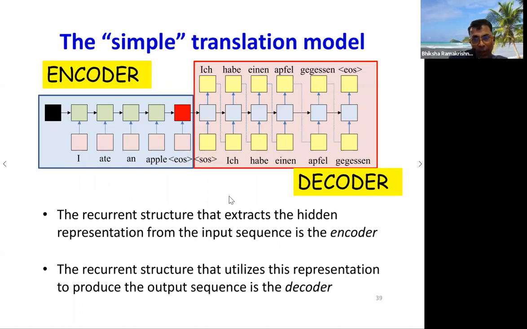Now, there are two parts to the model here that do different things. The first part reads the entire input and encodes it into this hidden representation. So we will call this first part the encoder. The second part reads this hidden representation and uses it to unravel the output. So in other words, it decodes this hidden representation into the output. So we will call this the decoder.